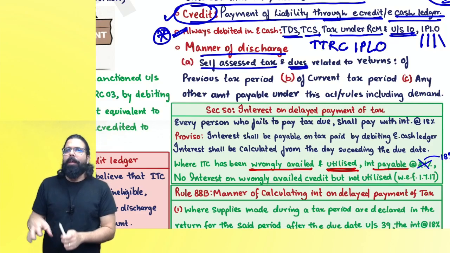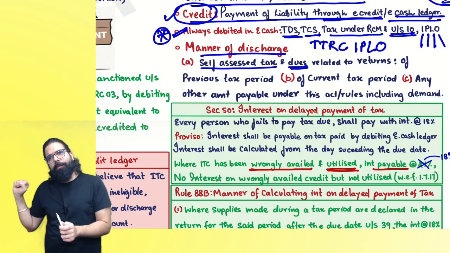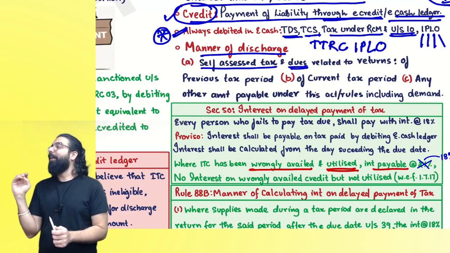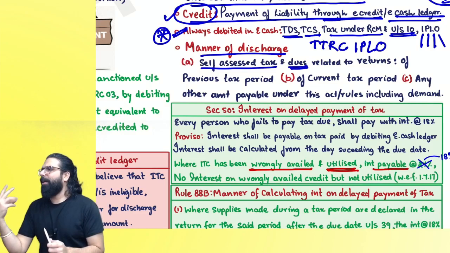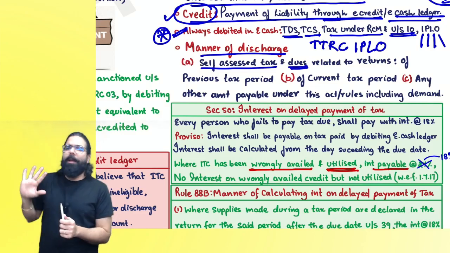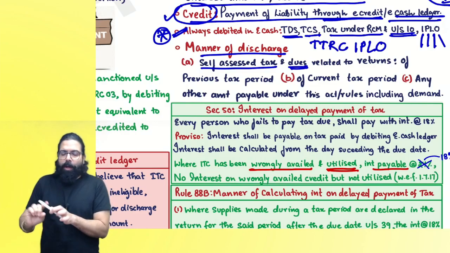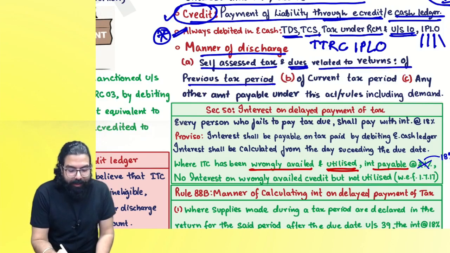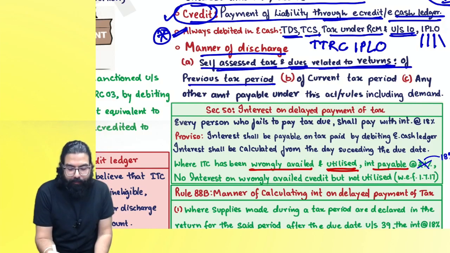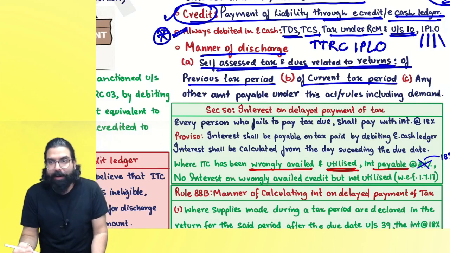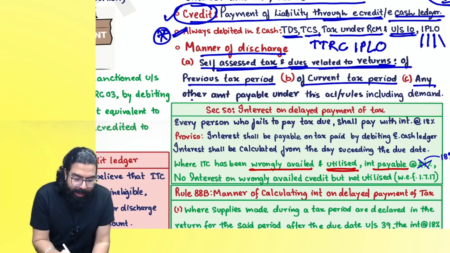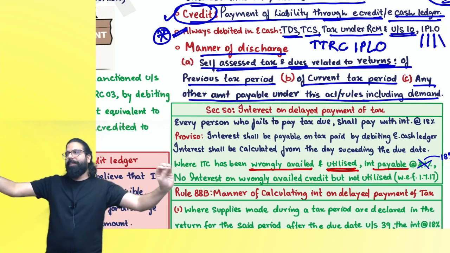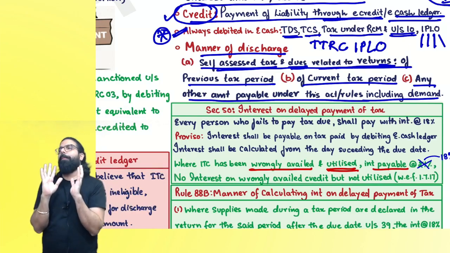Dues means the previous month's tax that was due, and dues means interest, penalty, late fee, or any other amount relating to the previous tax period, your previous month. Then dues and returns of the previous tax period. Then self-assessed tax and dues relating to the return of the current tax period, the liability you pay. Then any other amount payable under this act, including demand.